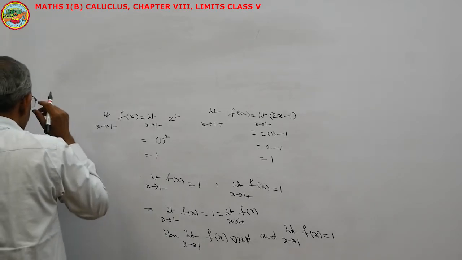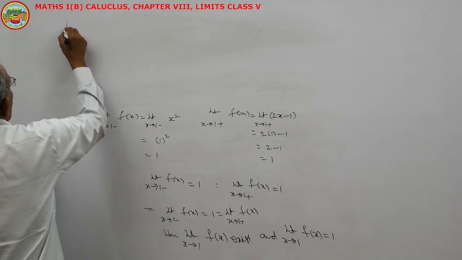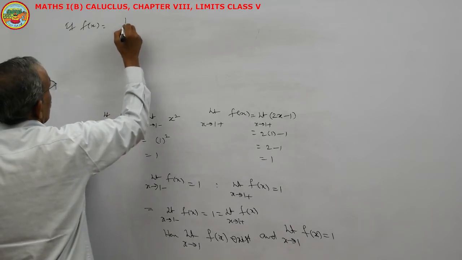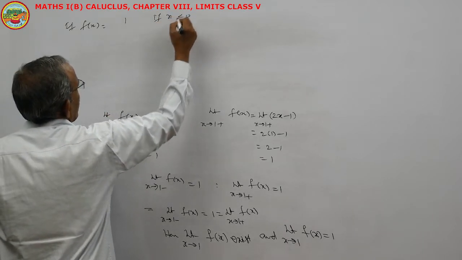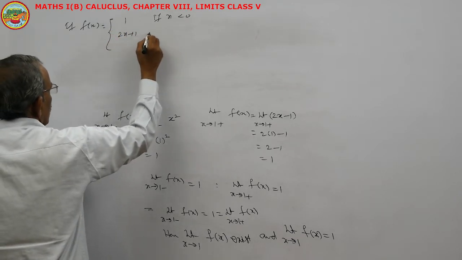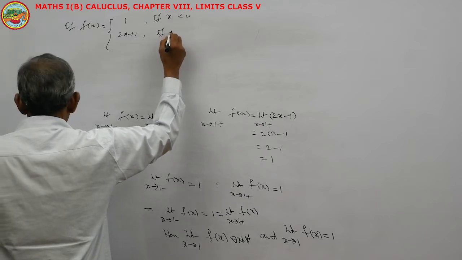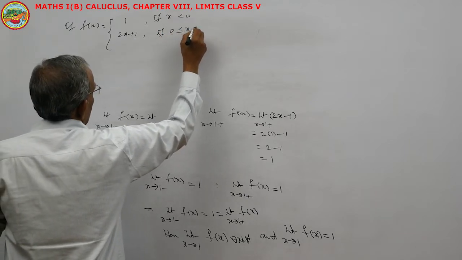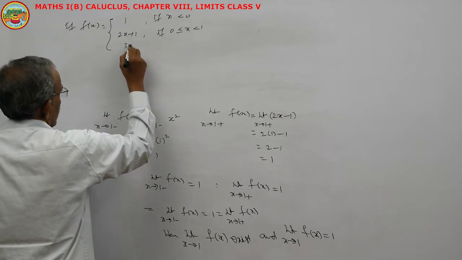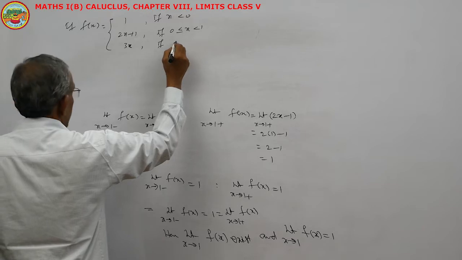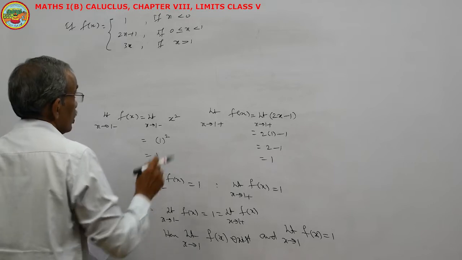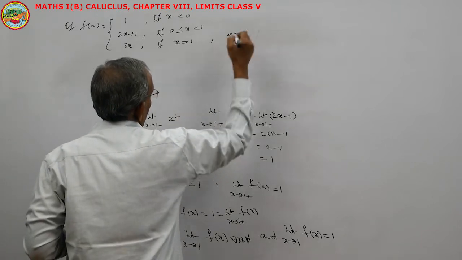Next one. f of x is equal to 1 if x is less than 0, 2x plus 1 if 0 is less than or equal to x less than 1, and 3x if x is greater than 1, and a is equal to 1.